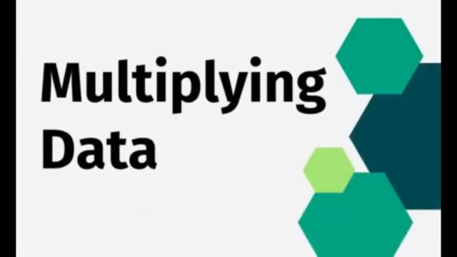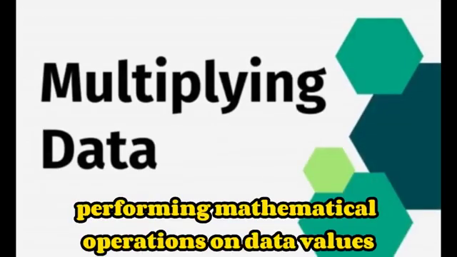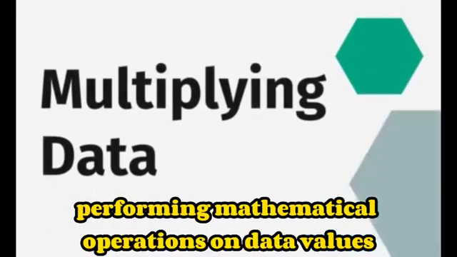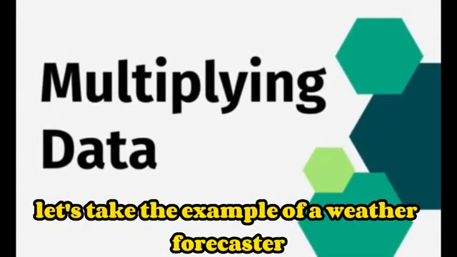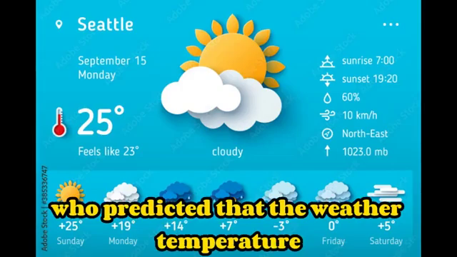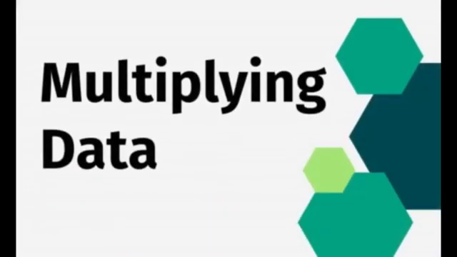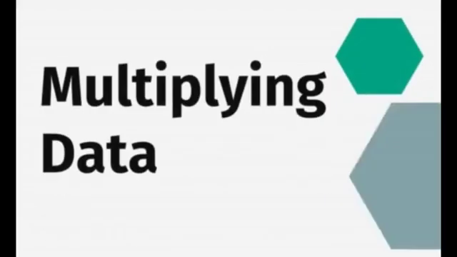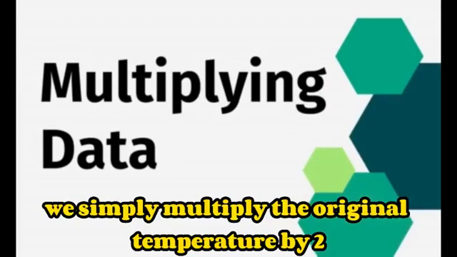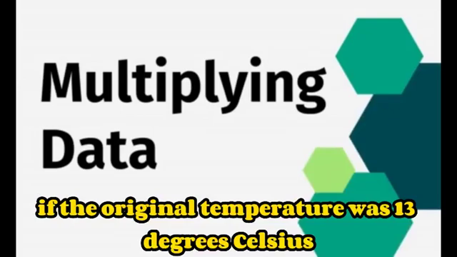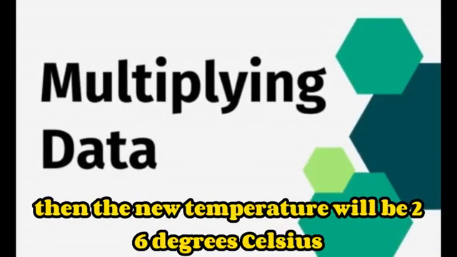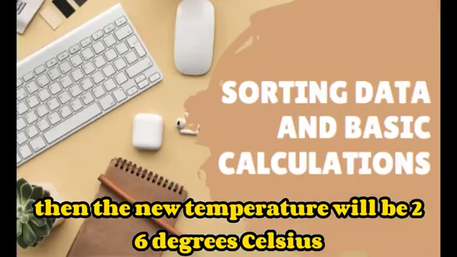Multiplying data. Multiplying data involves performing mathematical operations on data values. Let's take the example of a weather forecaster who predicted that the weather temperature will double by a factor of 2 from October to December. To find the new weather temperature, we simply multiply the original temperature by 2. If the original temperature was 13 degrees Celsius, then the new temperature will be 26 degrees Celsius.